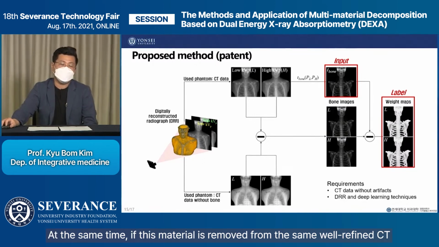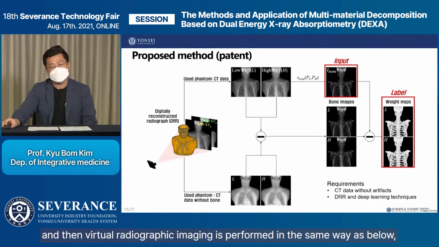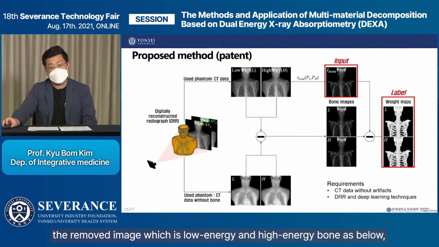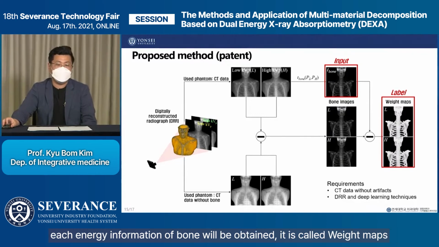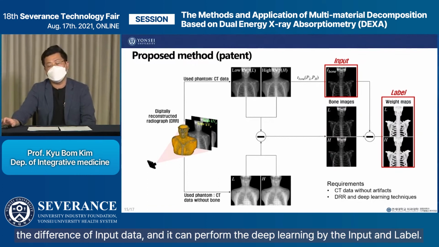At the same time, if this material is removed from the same well-refined CT, and then virtual radiographic imaging is performed in the same way as below, we get the bone-removed low energy and high energy images. Through the subtraction from the pre-acquired low energy and high energy radiation images, each energy information of bone will be obtained. The difference is called the weight maps, and it can be used for deep learning as input and label.